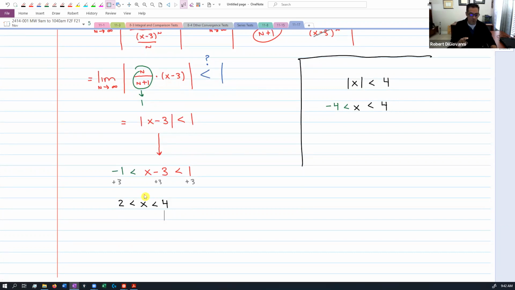That keeps it less than 1. What about if it was equal to 1 though? Like, what if this was equal to 1, right? I don't want them to be equal, but think about what would happen if it was equal. What would the ratio test tell us?